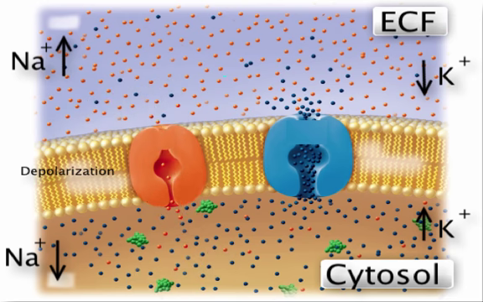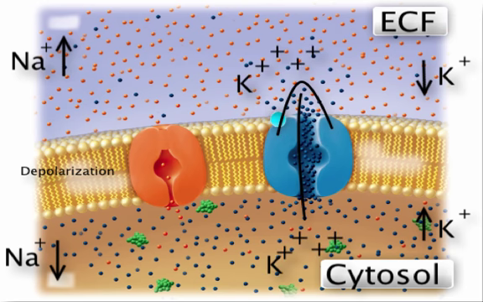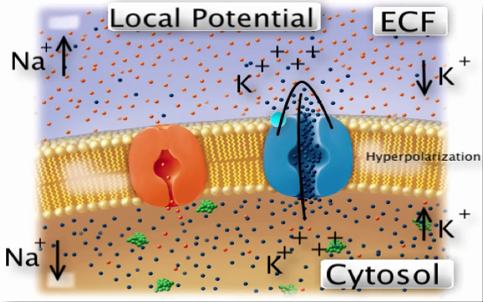If this were a potassium ion channel, potassium ions would diffuse out of the cell, making it even more negative. This is called hyperpolarization. Each of these examples is called a local or graded potential because it only affects the immediate segment of the membrane and its amplitude is dependent on the number of ion channels stimulated.